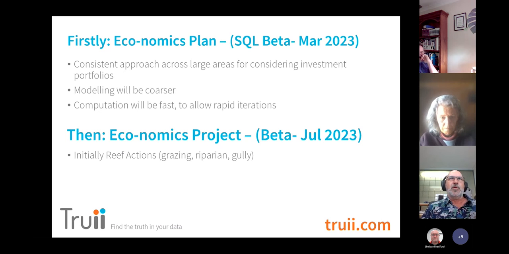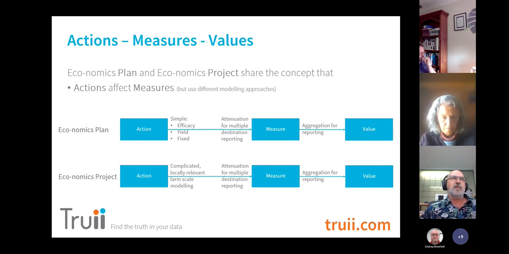So firstly, we're going to build out Eco-nomics Plan and then Eco-nomics Project, but collectively the actions we want to be able to represent in both of these things. From an Eco-nomics Plan perspective, those actions affect the measures that we care about, and the way that they affect them is going to be computationally simple, so it'll work rapidly. In the Eco-nomics Project, they're going to be complicated and locally calibrated and hopefully more accurate.